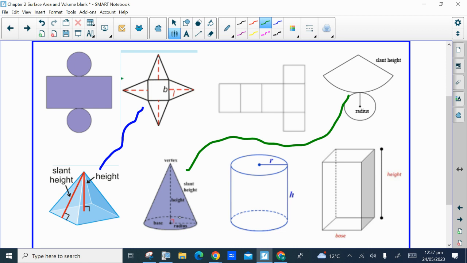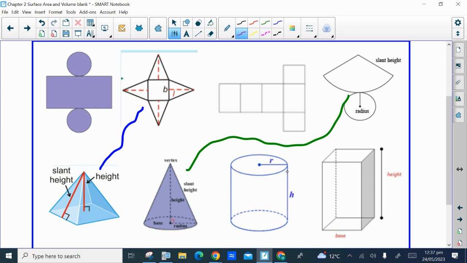And so the bottom is a circle. So you can see this net has a circle. And then if you look at the other part of the net, it looks like a big piece of pie. That's what the rounded side of a cone would look like if you cut it apart and laid it down flat.